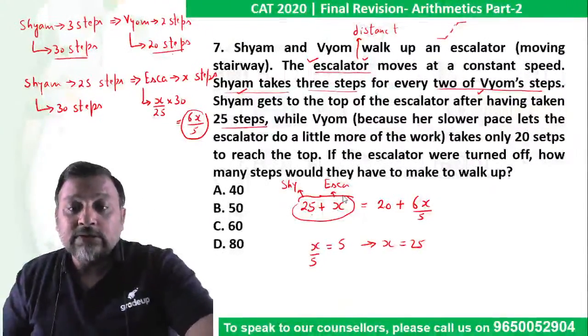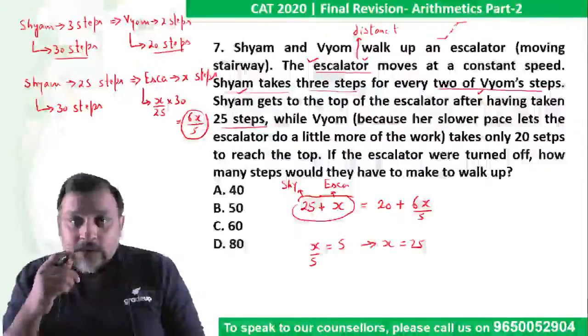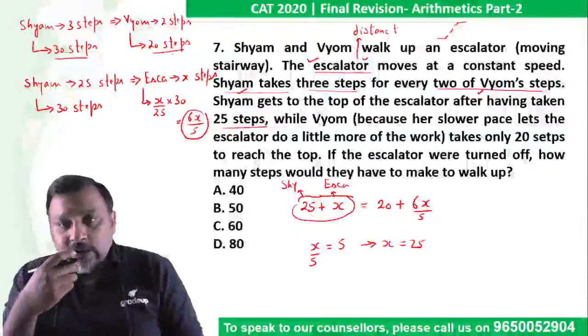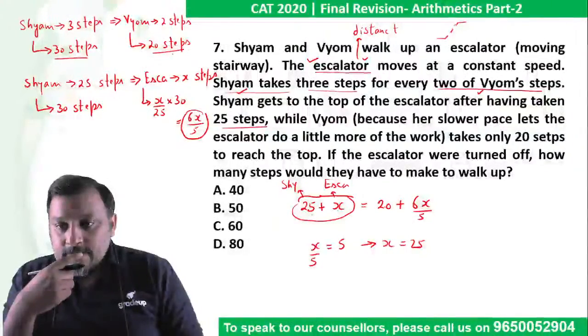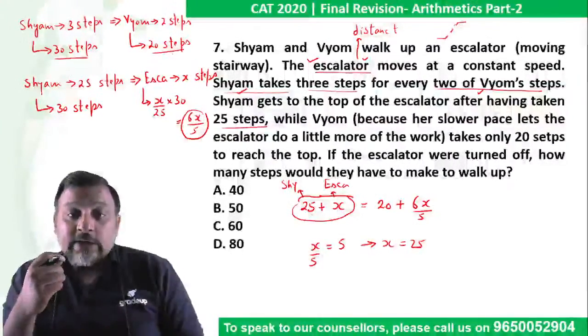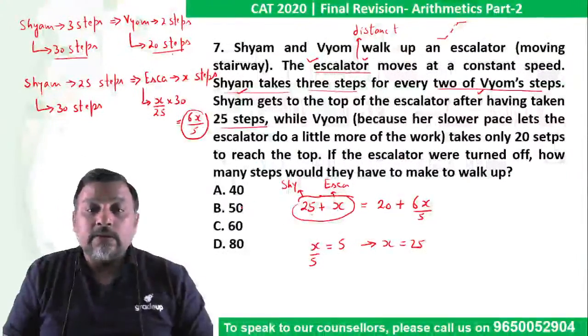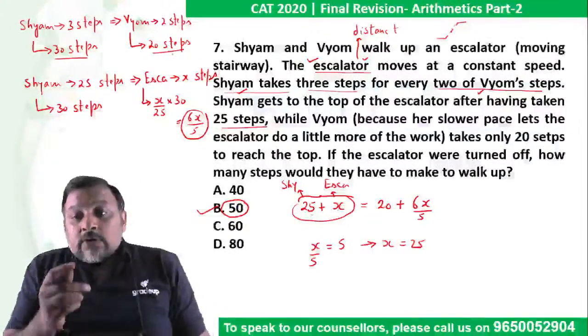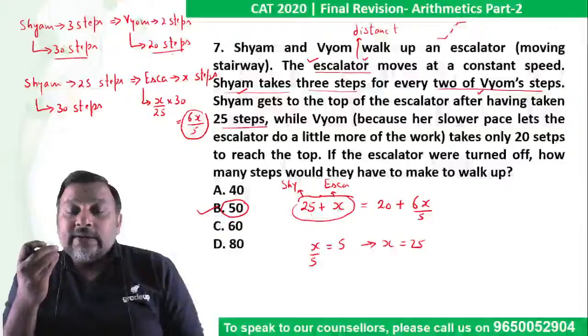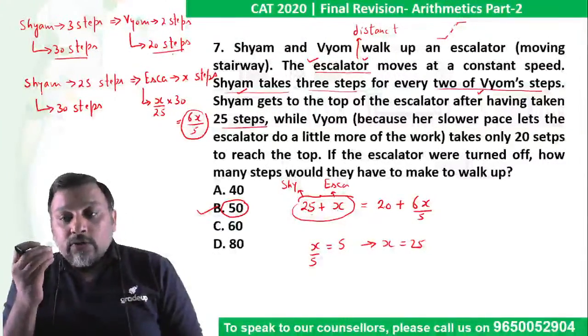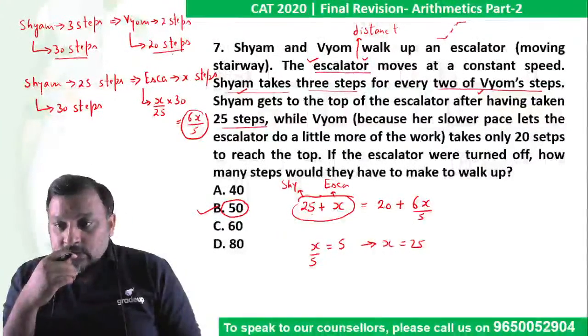Just go through this, take 30 seconds, and still if you have some doubt, please ask. The answer is 25 plus x, that is 50. This is the correct answer. So you just need to equate the distance in all the questions of escalator.